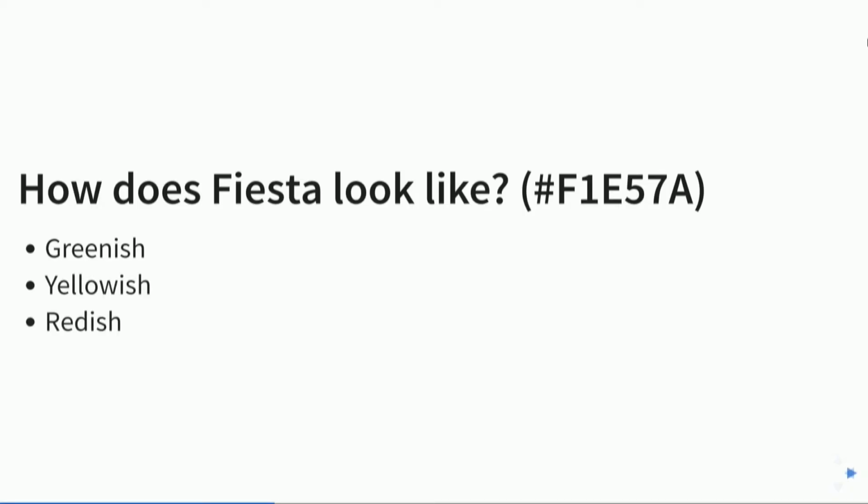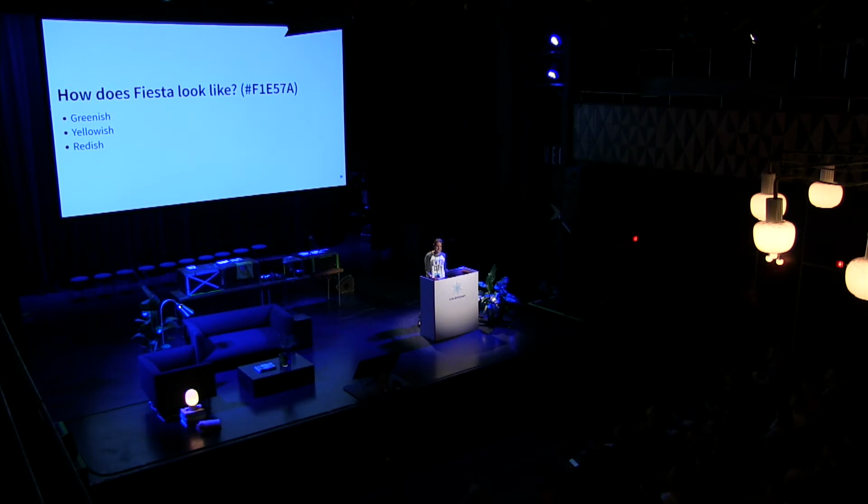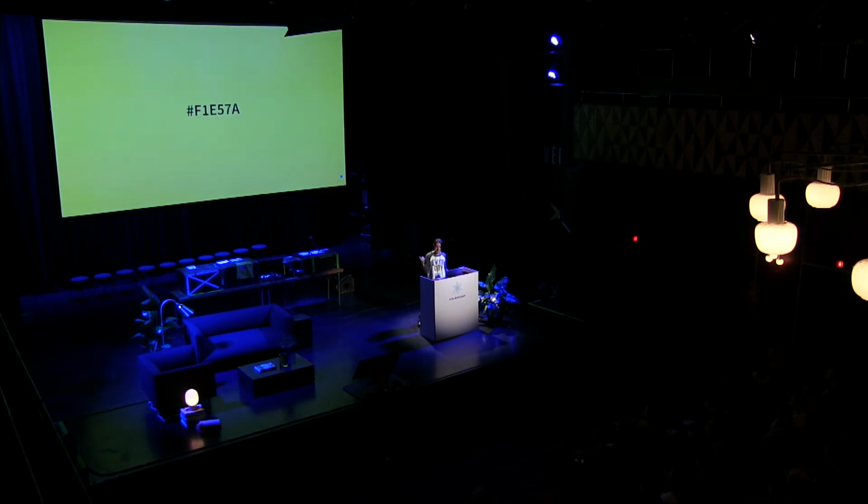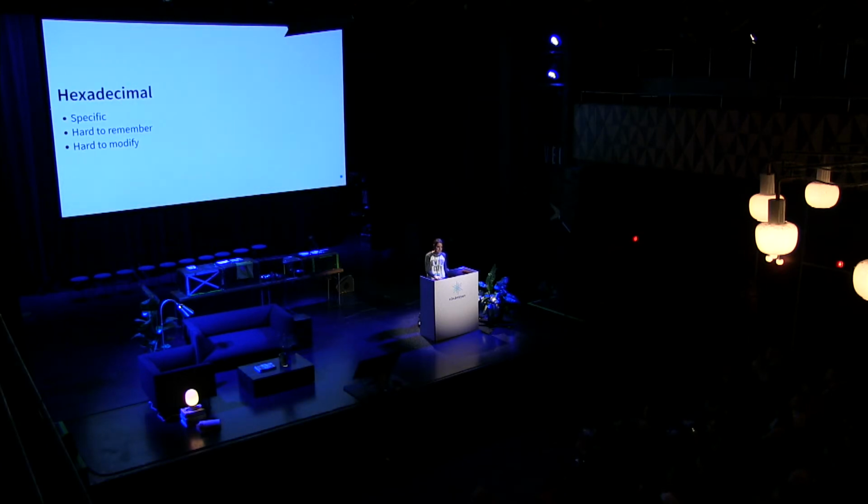How does fiesta look? Think about it for a while. Does it look greenish, yellowish, or reddish? Probably the only thing we can tell is that it must be a light color, because most of these values are towards the F, but there's not much more we can tell about it. It looks like this. It's kind of yellowish and greenish at the same time. So it's really hard to use hexadecimal.